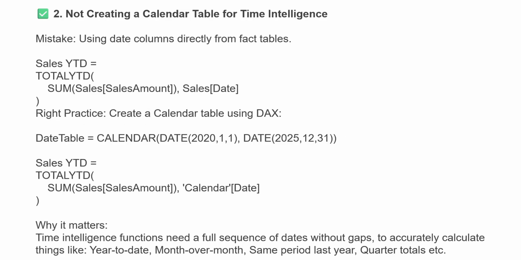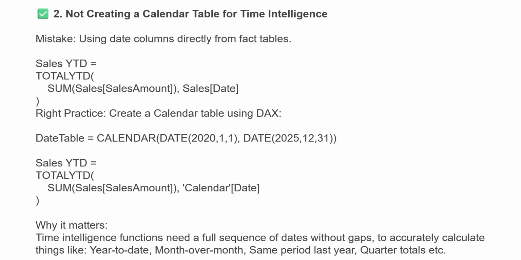The second point is not creating a calendar table while using time intelligence functions in our report. This is a major mistake. We need to create a separate date table and perform all the related DAX measures and calculated columns on that separate time intelligence calendar table.